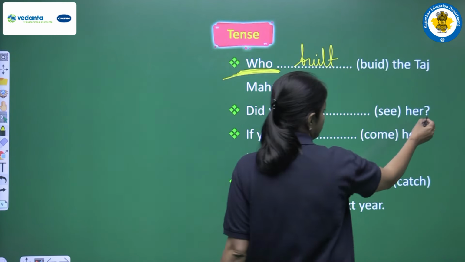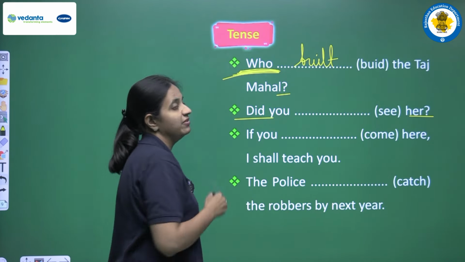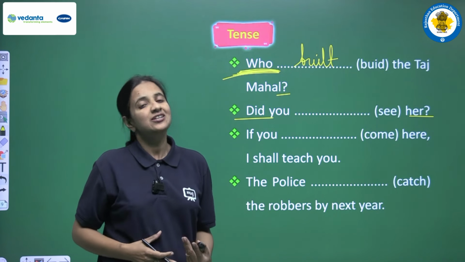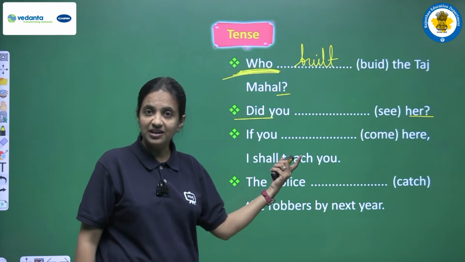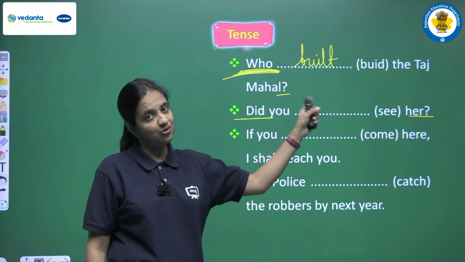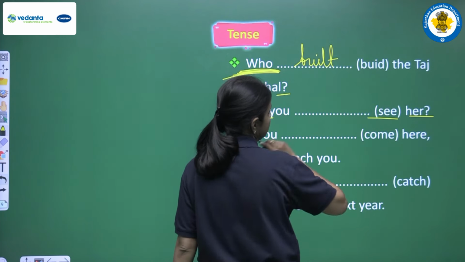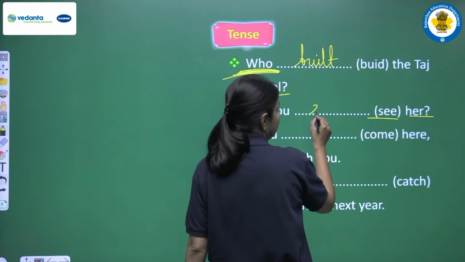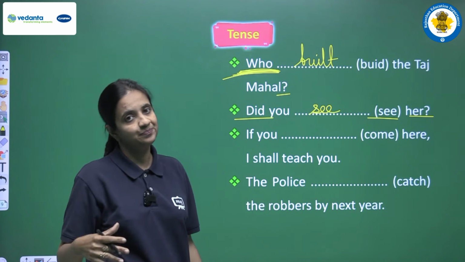Next is, did you see her? Again we are having a question mark at the end of the sentence. This is an interrogative sentence. We are having did as a helping verb. Did is also our question word here. So this is past simple tense because we are having did, and we all know that with did we have to use first form of the main verb. As a main verb we are having see. So first form of see will be see only. So we will write did you see her.